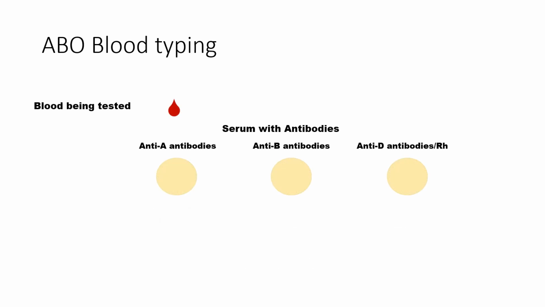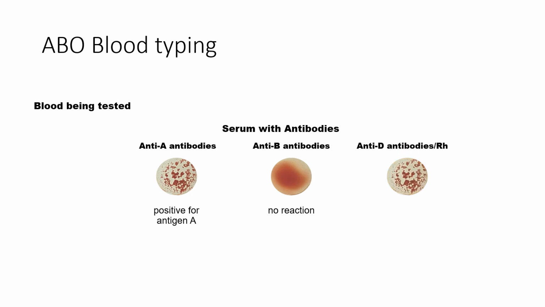So our blood is going to be tested first with the anti-A antibodies, and we see that we got an agglutination reaction, so we have antigen A on our blood. And we'll do the same thing with the anti-B antibodies, and we got no reaction with this one, so we do not have antigen B on our blood. Now let's test our RH factor and see what we got. And we got a positive here with the RH factor. So that makes our blood type A positive.